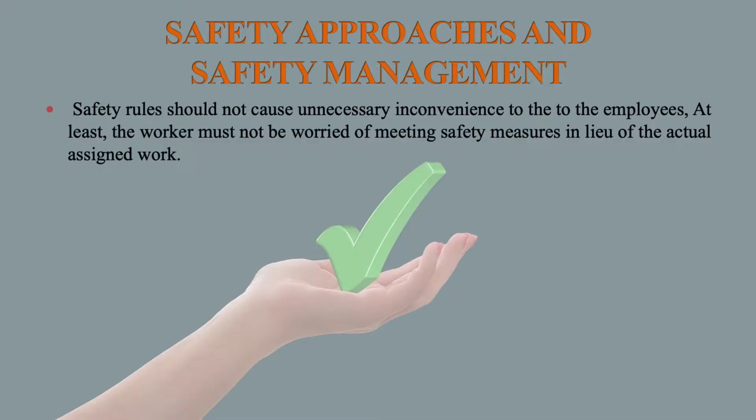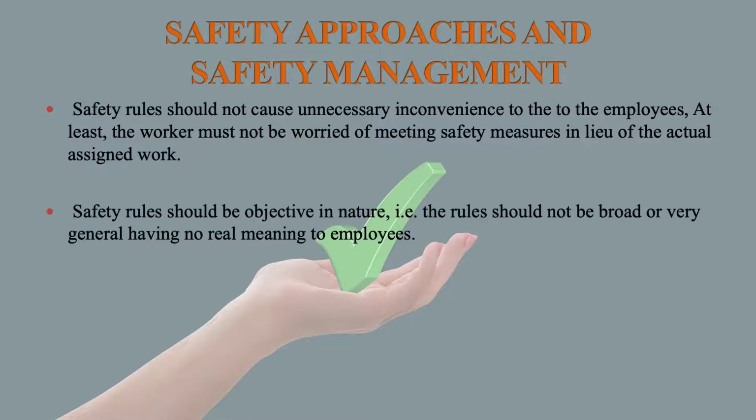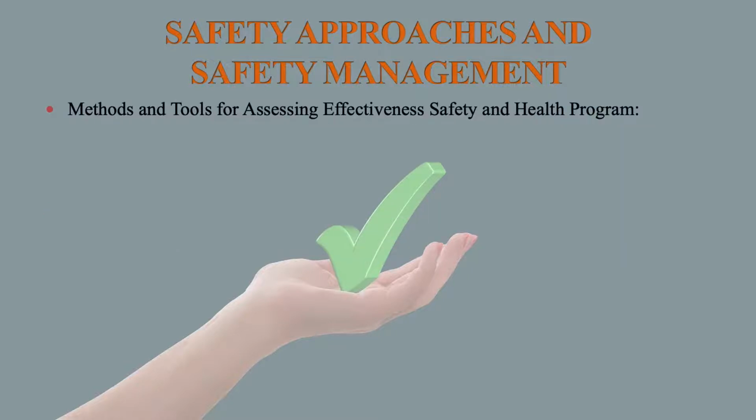Safety approaches and safety management. Safety rules should not cause unnecessary inconvenience to the employees. At least the worker must not be worried about meeting safety measures in lieu of the actual assigned work. Safety rules should be objective in nature; the rule should not be broad or very general, having no real meaning to employees.